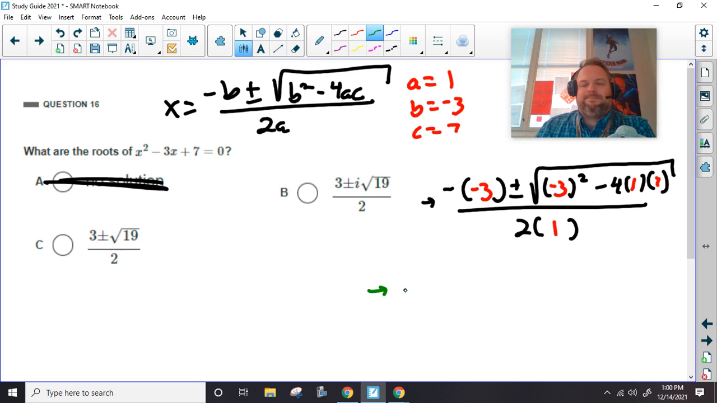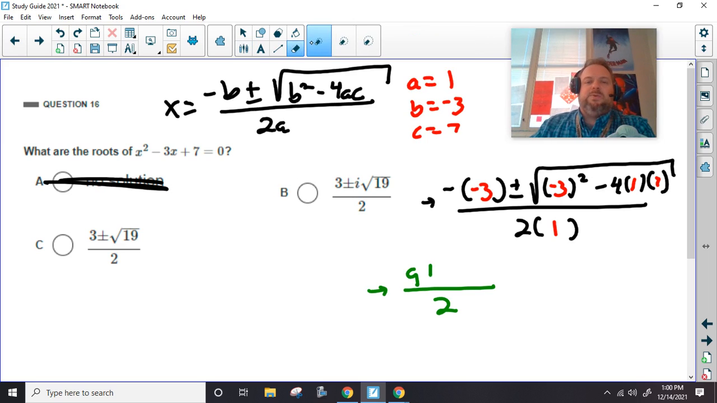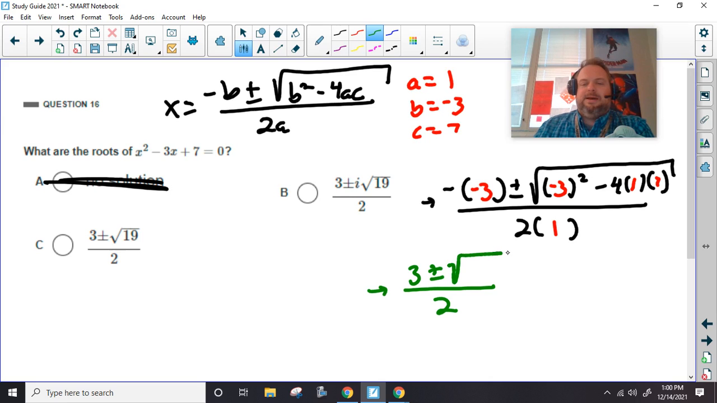All right. Now, if you're doing this and you decide to do the discriminant, this is everything underneath the square root, you would probably think, wow, I only have 2 choices and they both have a 19. So, but I would double check. This actually ends up being -19.